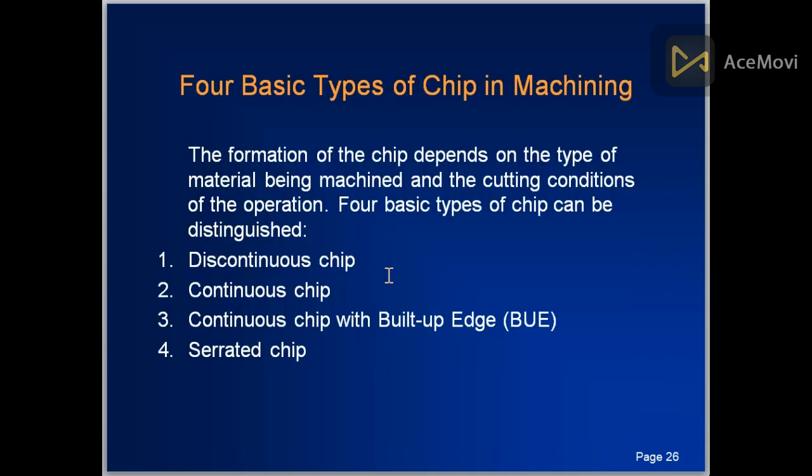These are some conditions. There are four basic types of chip in machining. The formation of chip depends on the type of material being machined and the cutting conditions of the operation. Four basic types of chip can be distinguished: number one, discontinuous chip; number two, continuous chip; number three, continuous chip with built-up edges, BUE; and number four, serrated chips.